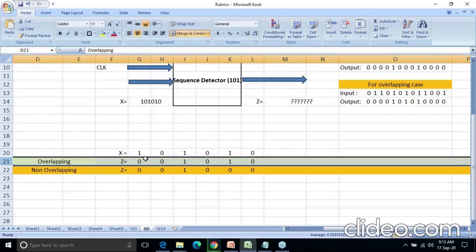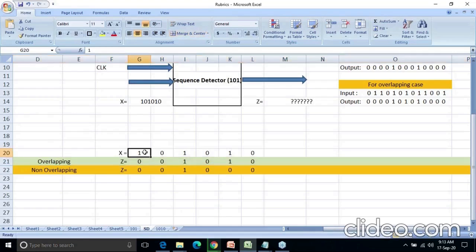To explain this overlapping, which is your sequence? 101. Is it present over here? The first bit is 1, yes, but have you detected the whole sequence? Because I told you the output will become 1 only when the whole sequence, that is 101, gets detected. Now here this is the first one, so I can say that no sequence is detected, so I can give the output as 0. So here it will be 0. Why? Because it is the first bit, and till this time I have not received the 101 sequence. Okay, so my output is 0.